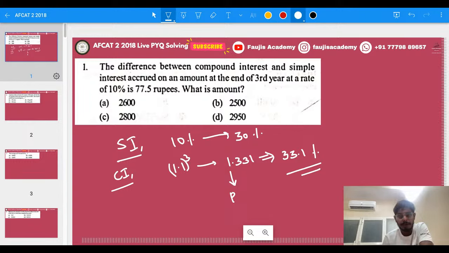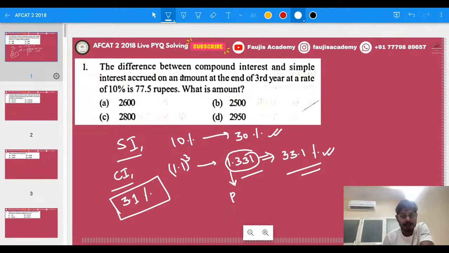You guys know the calculation behind all this, why and how exactly I'm writing like that. Everybody knows what the multiplying factor is and all that stuff. In that, this 1 is P, 0.331 is your interest. So the difference of this value and this particular value is how much? 3.1 percentage.